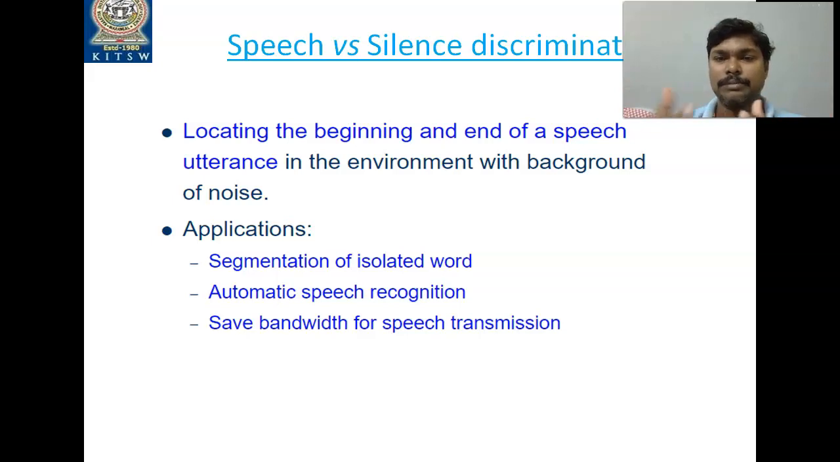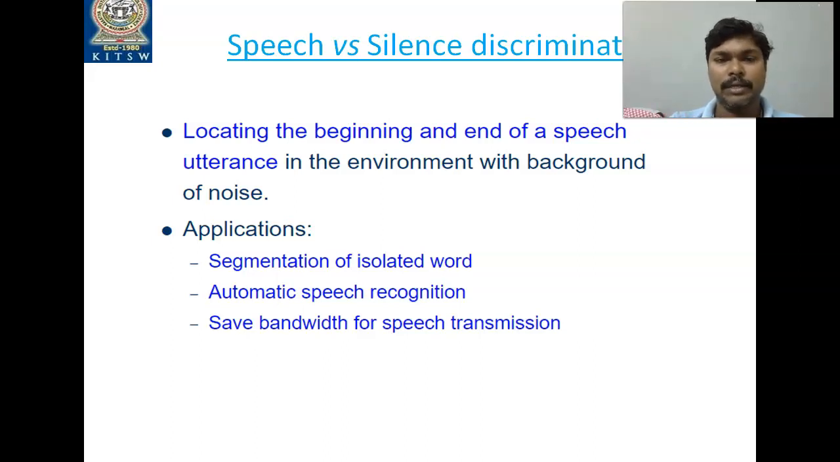We'll be speaking in a background environment, like when a fan is running in a room, or when you travel on a footpath, where there is so much background noise coming from vehicles and everything. Even when you travel in a car, engine noise will be there, and if you want to speak to somebody else, background noise will accompany it. So first and foremost, we need to locate the beginning and end of a speech utterance in an environment with background noise, and see where we can use this kind of application.